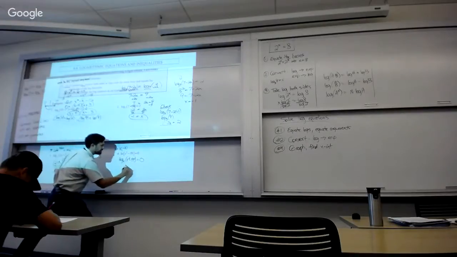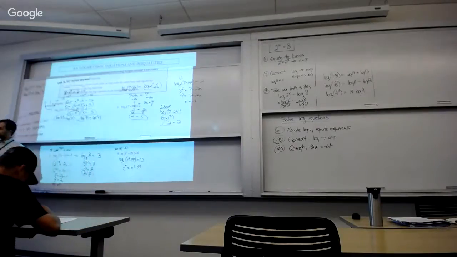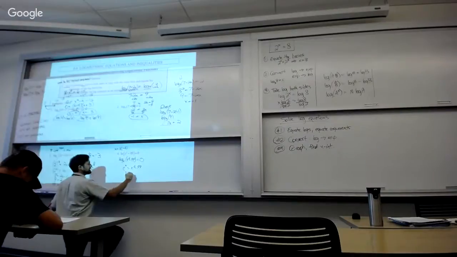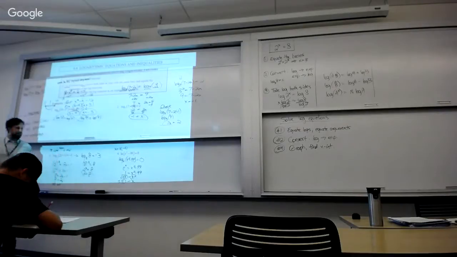E to the 0 equals x squared minus 99. Well, what's e to the 0? What's anything to the power of 0? 1. So now we have 1 equals x squared minus 99. Move the 99 over. X squared equals 100. And now, very clearly, x equals plus or minus 10, which is the solution that we expected from Desmos.